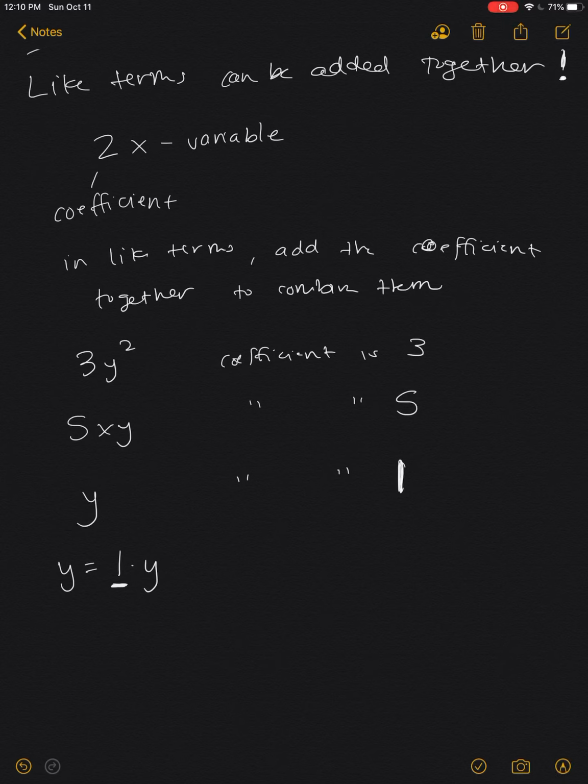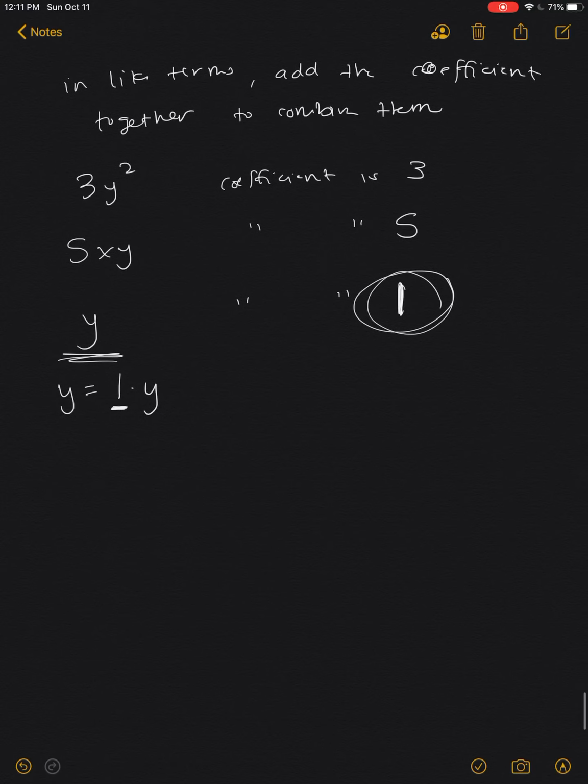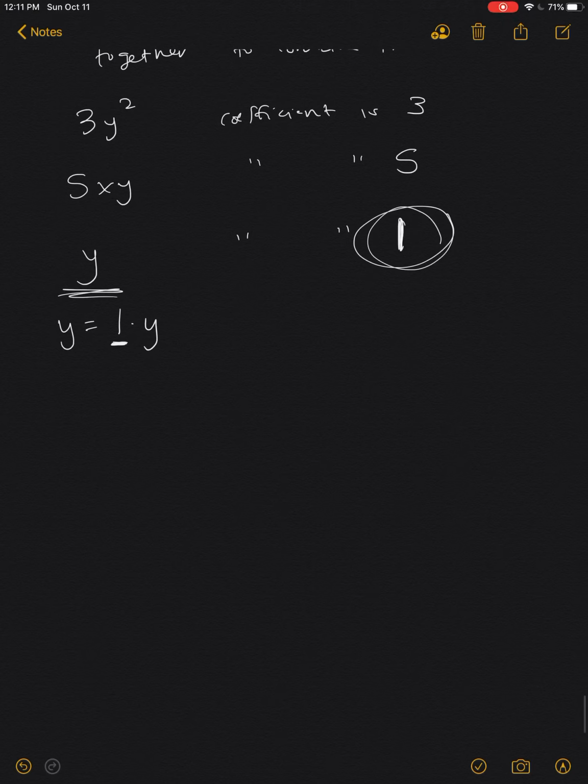So this is a really tricky one. Students always get stumped by this. And I know it seems like the identity property is simple. This is what I was talking about when I say we use it a lot in algebra, right? Even though it seems really simple. So if you see a variable by itself, you have to remember it's super important that its coefficient is 1.